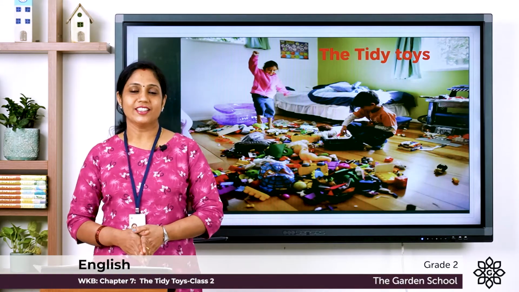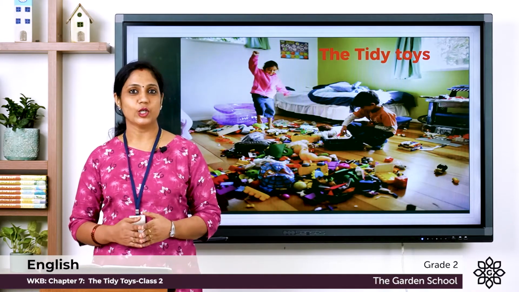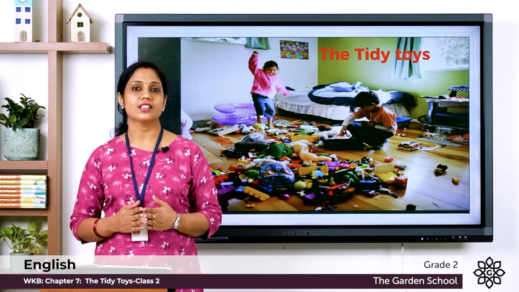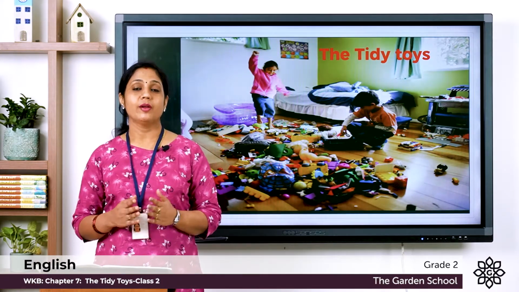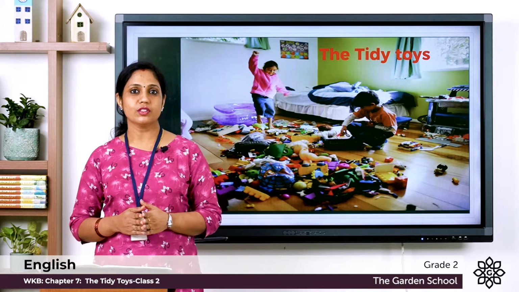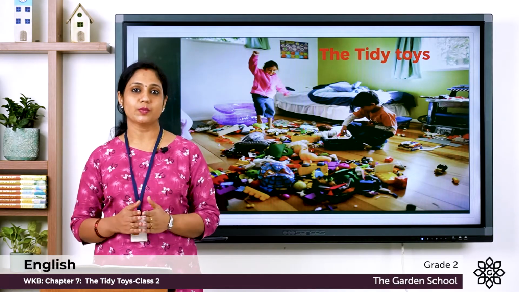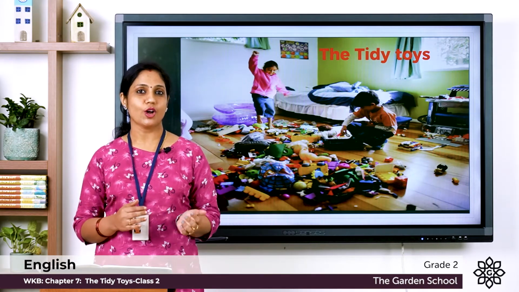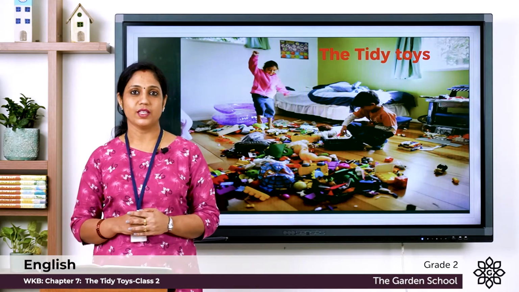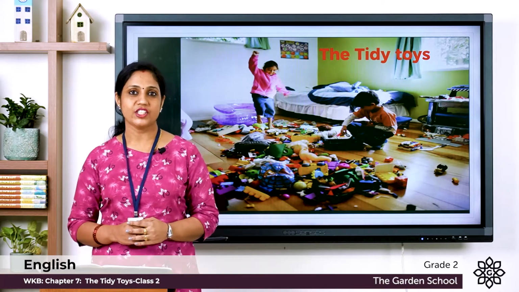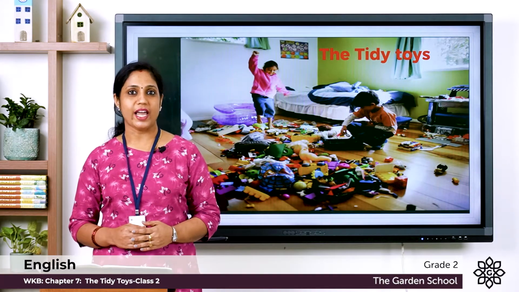Very good morning, children. In our last class in English workbook, we learned a story of Imran. Imran loved playing with toys and books, but he would not keep it in its proper place. At last, he realized he should keep his toys and books in its proper place. So, hope you all have read the chapter. Now, let's move on to our exercise.